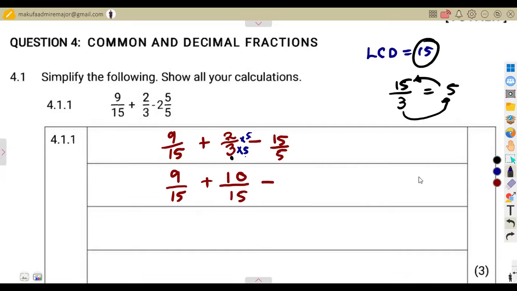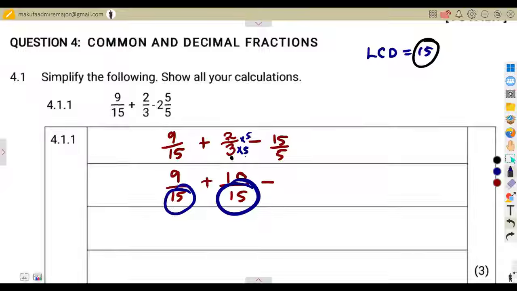Minus, you do the same thing. You need to maintain the LCD throughout. So our LCD is 15, but here there is a 5. So the question is, how can we get a 15 here? How can we get a 15? Because we need a 15 throughout so that we can simply combine our fractions. So to get a 15, given the LCD of 15, I just divide by this number that I'm given, which is in the denominator. 15 divided by 5 is equal to 3.